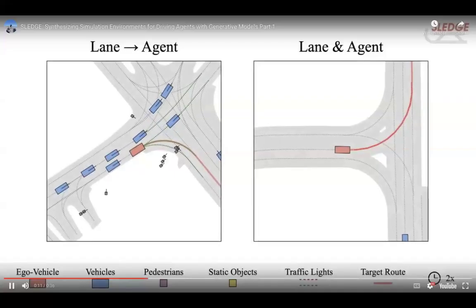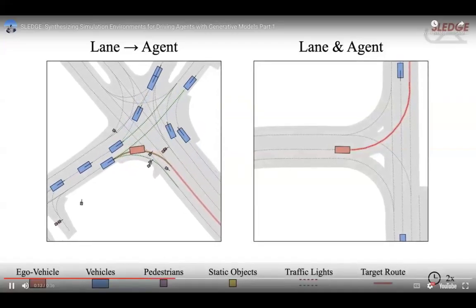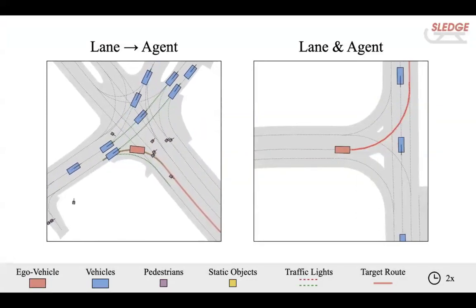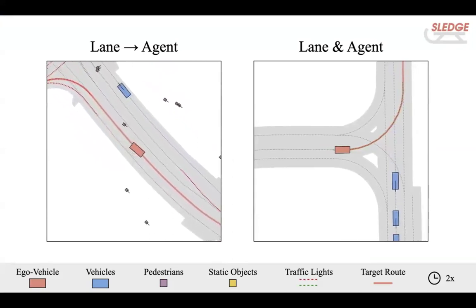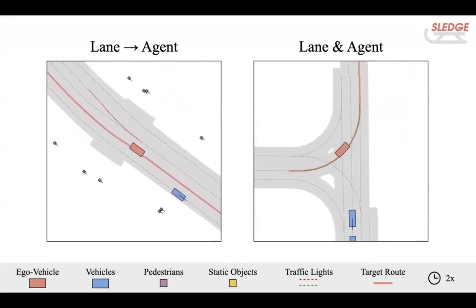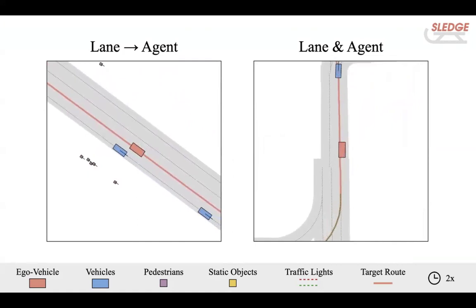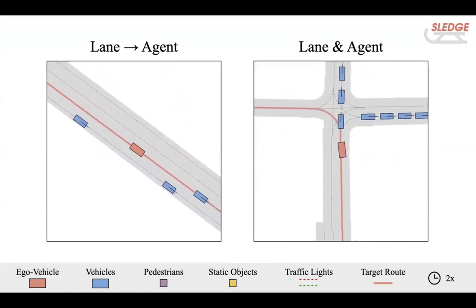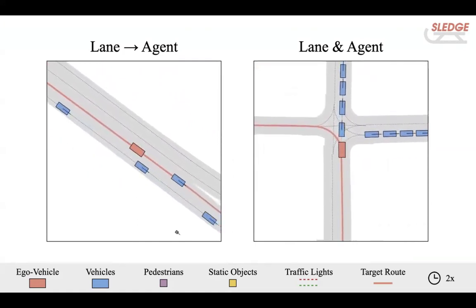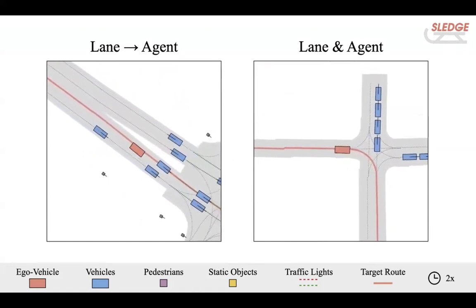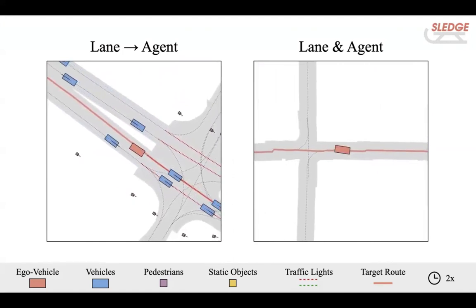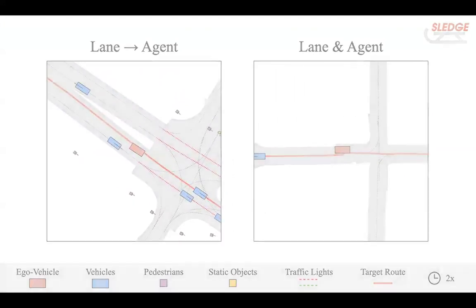So with this, we build these sort of simulation environments where on the left you see, conditioned on a lane graph, we can generate realistic traffic agents. And on the right, you can see that we generate both lane graphs and traffic agents with our generative model. Importantly, the traffic in these environments is reactive and controlled by a rule-based policy called the intelligent driver model.